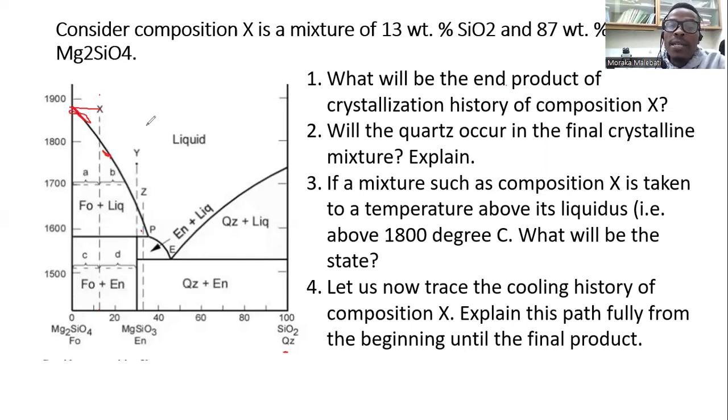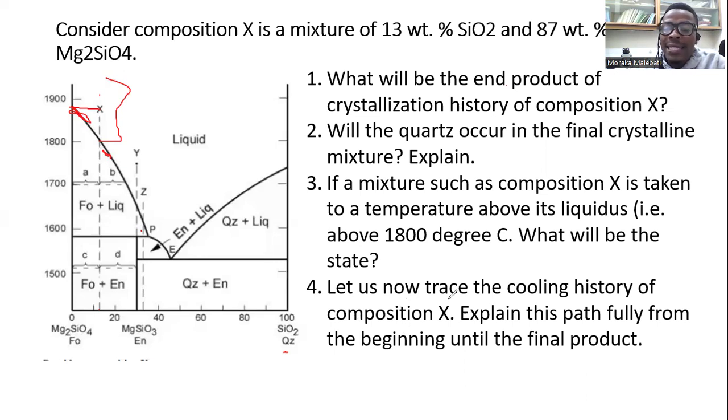If a mixture such as composition X is taken to a temperature above its liquidus, that is to say above 1,800, anything above, it might be here, it might be there, whatever, what will be the state? We know according to the definition that the liquidus line is the line above which we find only the melt. So it means the state will only be liquid.